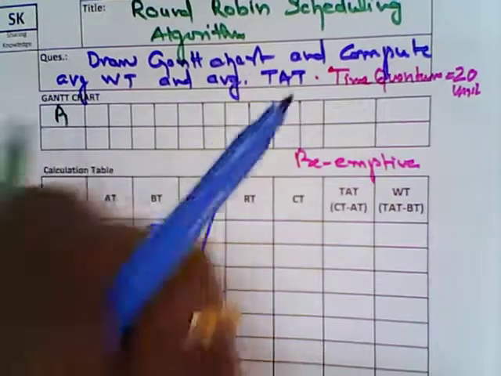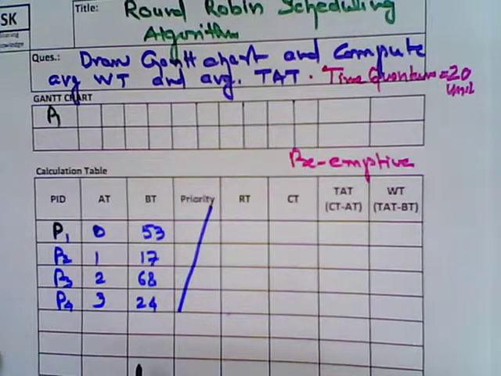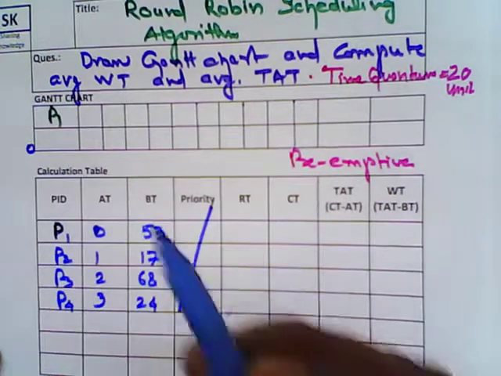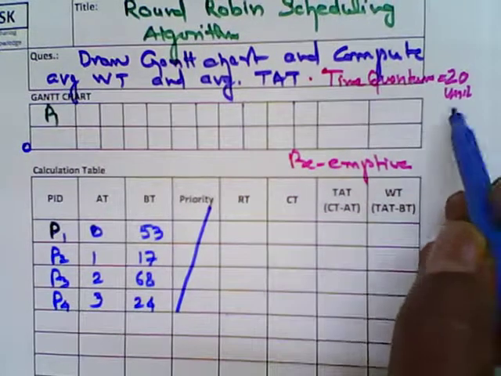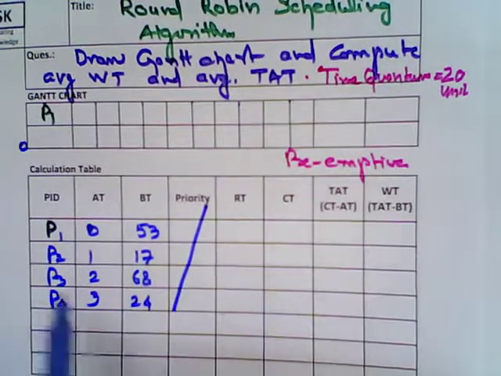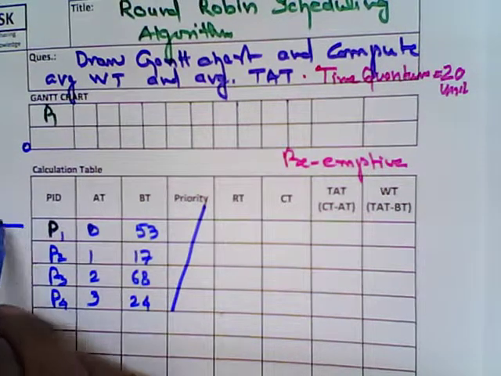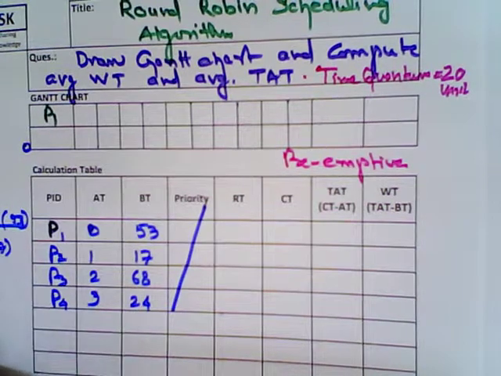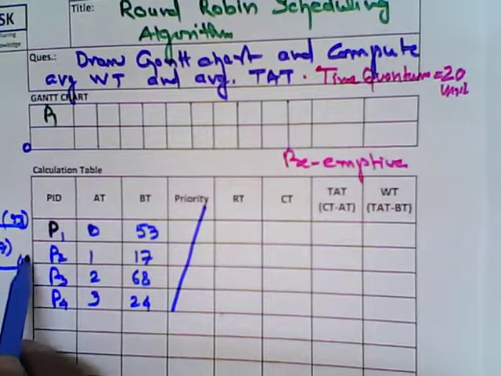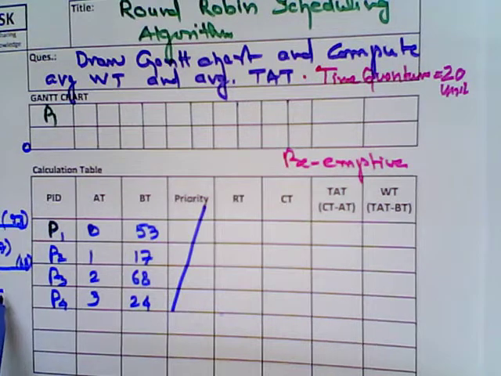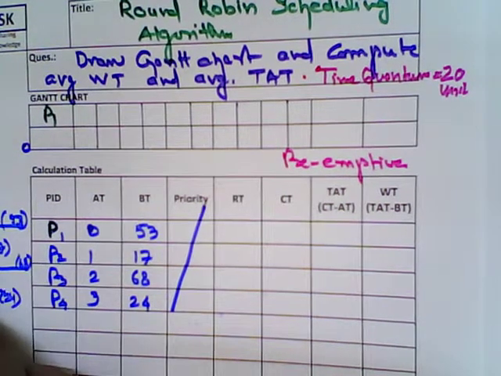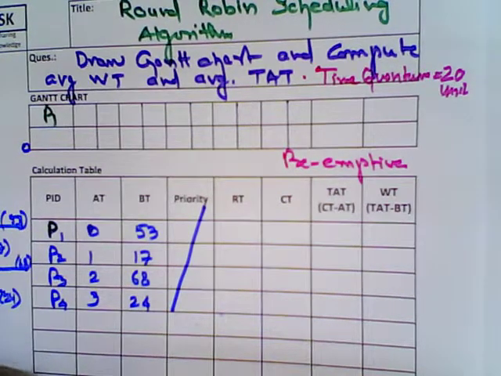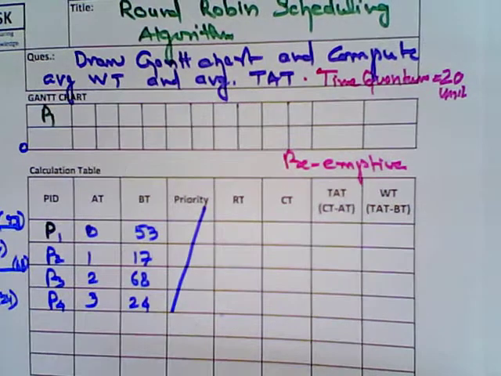When we take the first process P1, the arrival time is 0. The first process will take 53 unit times, the second process is 17 unit times, the third process is more than that, 68 unit times, and the fourth process is 24. So we cannot run the whole process for one fixed time. Why? Because this is preemptive. Preemptive means the CPU has to take care of the other processes also.